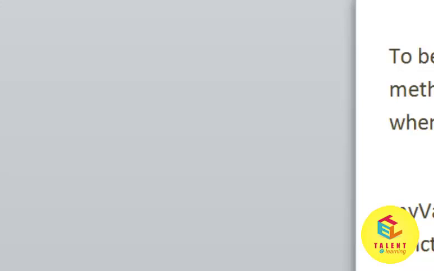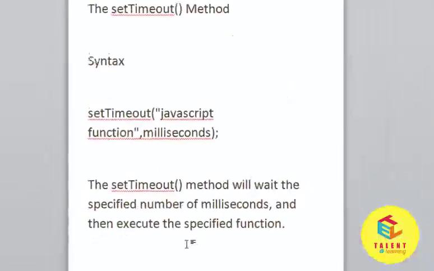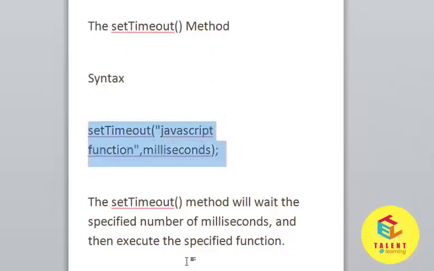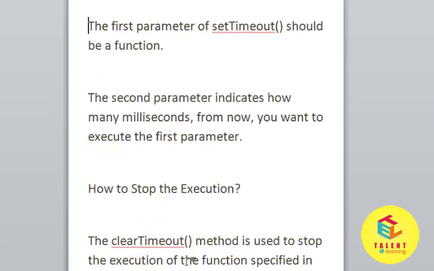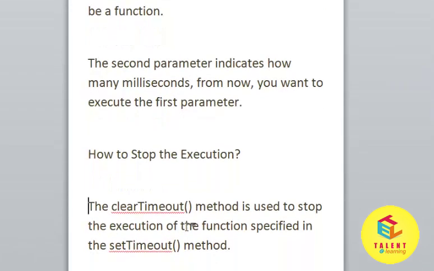Now let's talk about the setTimeout method. This is the simple syntax of setTimeout method. The setTimeout method will wait the specified number of milliseconds and then execute the specified function. The first parameter of setTimeout should be function, and the second parameter indicates how many milliseconds from now you want to execute the first parameter. And how to stop this setTimeout method? Using same way, clearTimeout method.